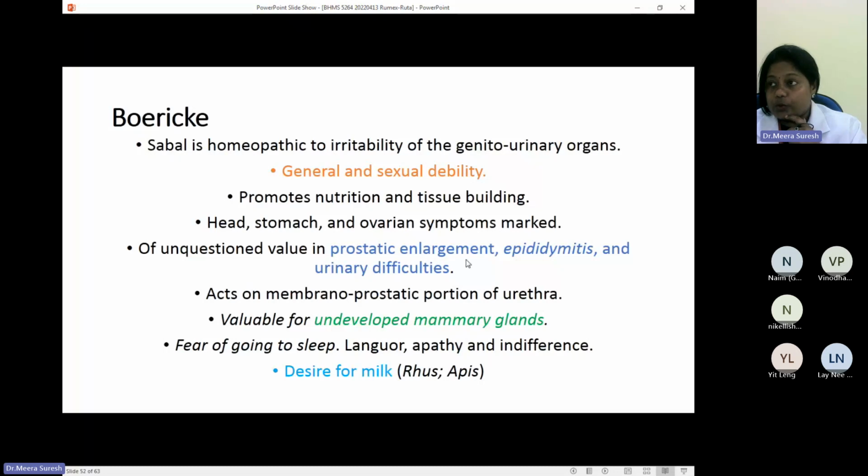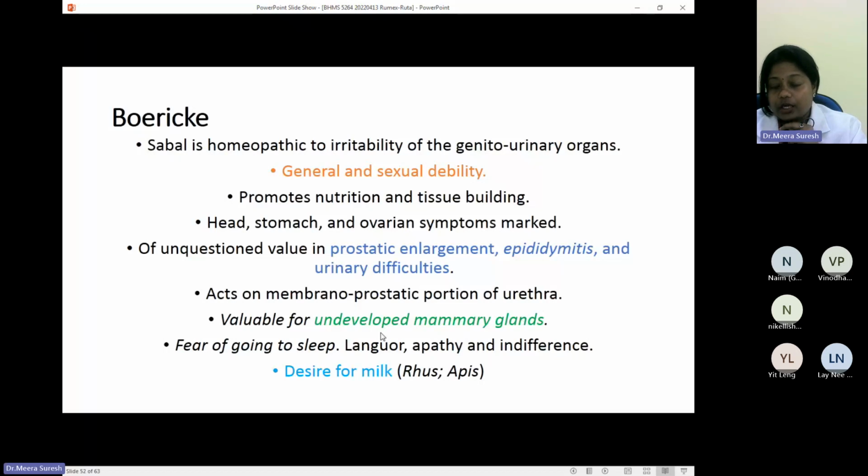It is of unquestioned value in prostatic complaints. There is a tendency for doctors, especially very senior doctors, the moment they hear that the man is about 60, 65 and having prostatic complaints, to give Sabal Serrulata tincture continuously. It also acts on epididymitis and urinary complaints, on the membranoprostatic portion of the urethra.